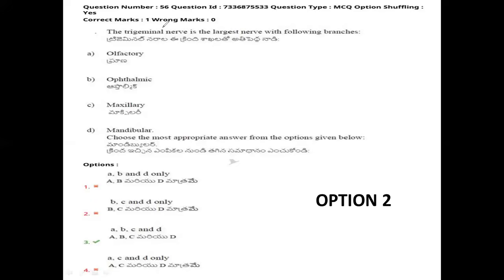Next, the trigeminal nerve is the largest nerve with following branches. So if you see, tri antene, we know it is 3. And option lo chudandi, A, B, C, D is correct enough. So here itself says it's wrong, but still they gave it as right. It's okay. So the correct option is B, C, D. That is ophthalmic, maxillary, mandibular. So these 3 are the trigeminal nerve. Olfactory is the first nerve which is responsible for the sense of smell. So I've given you the explanation.